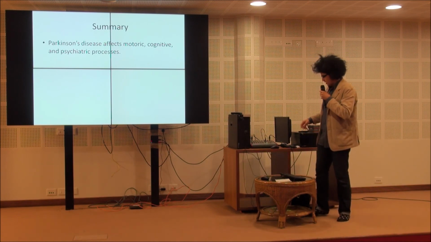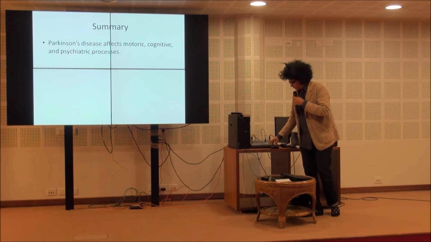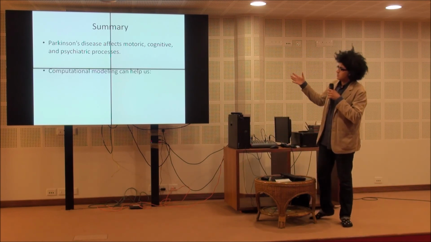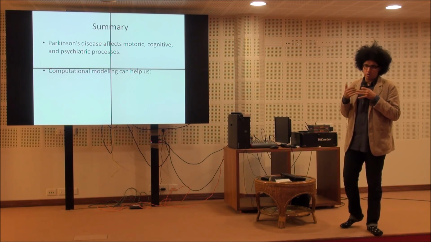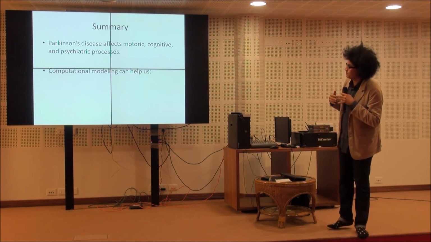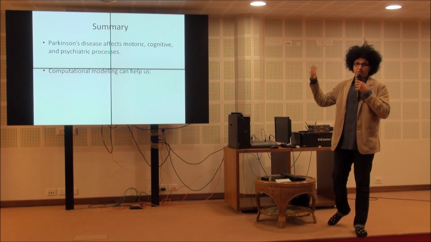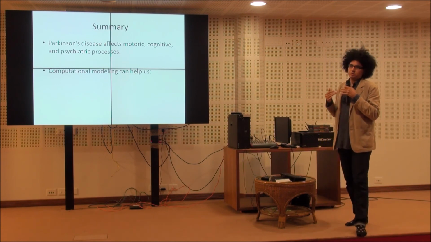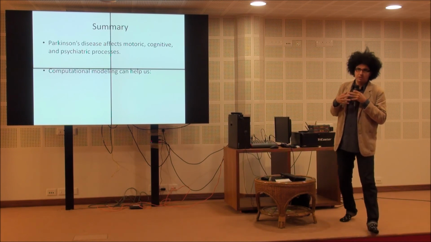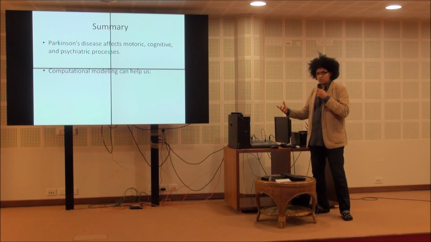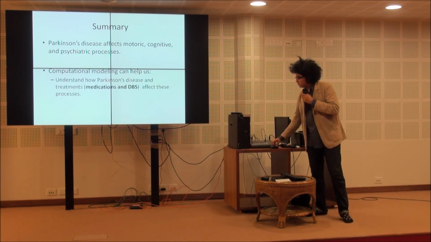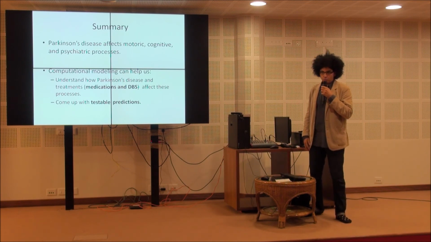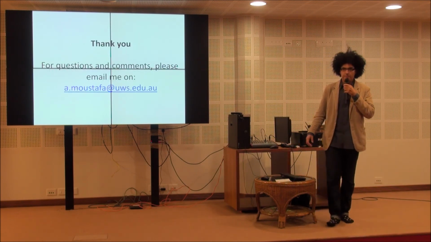Okay. Anyway, so again, the summary of my lecture today is that we know Parkinson's disease patients, even though it is usually defined as a motor disorder, show cognitive problems: working memory, learning, and attention problems. It also, as I mentioned, affects psychiatric processes. We see depression in the patients, we see hallucinations, we see impulsivity, and so forth. And we can use computational modeling to understand how medication works, but also to come up with testable predictions as well. Thank you.